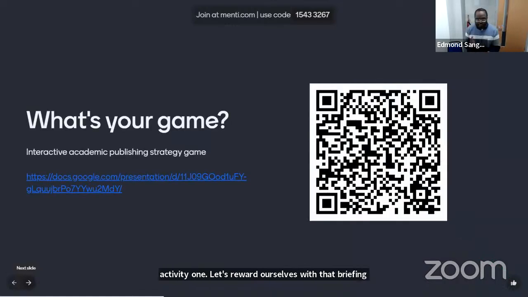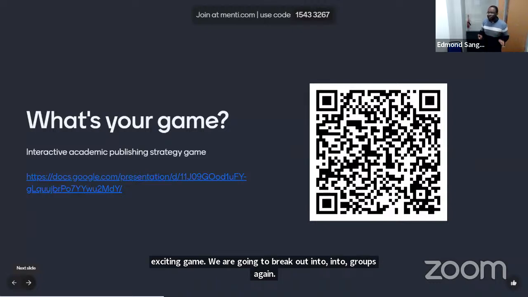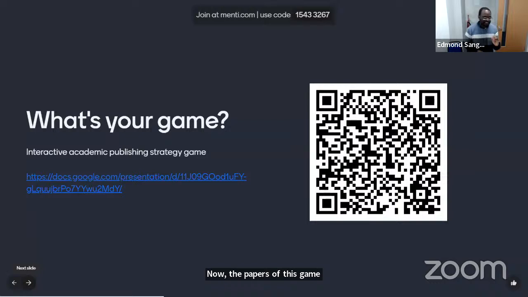Now, this is going to be an exciting game. We are going to break out into groups again. The purpose of this game is for you to collect cards. I want you to listen carefully. You are going to collect cards of different colors. So in your groups, I want you to read the instructions of the game, which is basically a scenario of someone called Tariro.